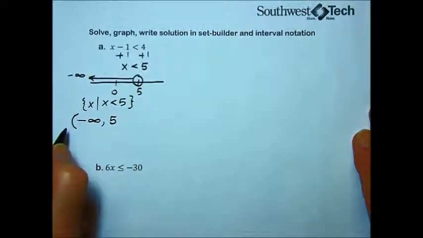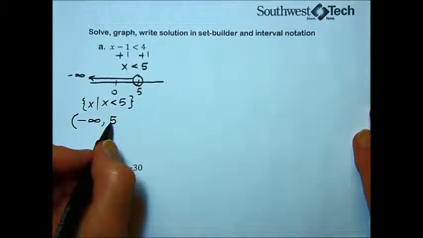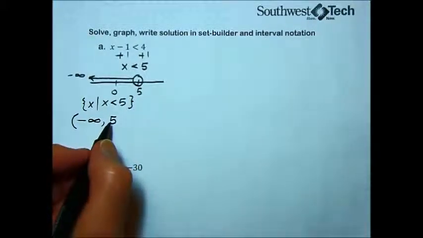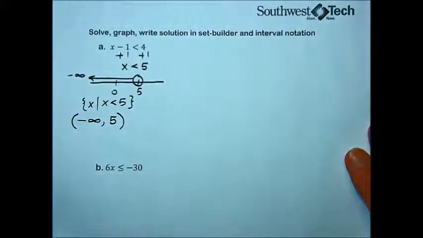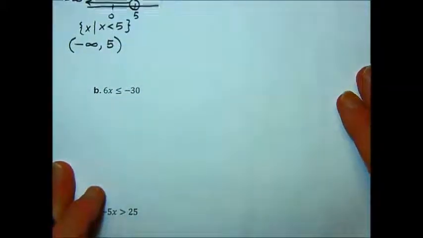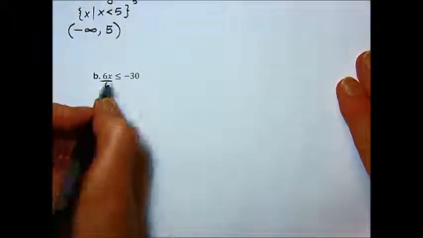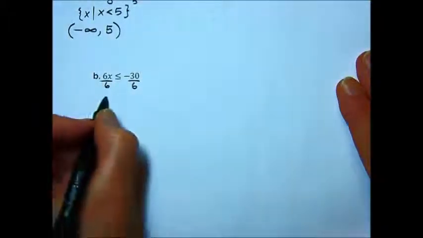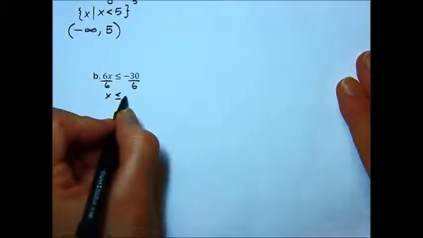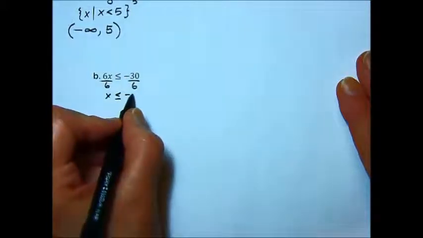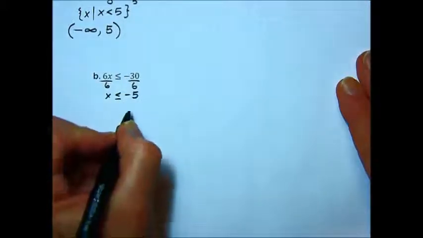Infinity is never closed, and because we're not including the 5, we'll use a parenthesis as well. In this next example, solving for the variable, the only thing happening is a multiplication by 6, so we'll divide both sides by 6. Negative divided by positive, 30 divided by 6 is negative 5.